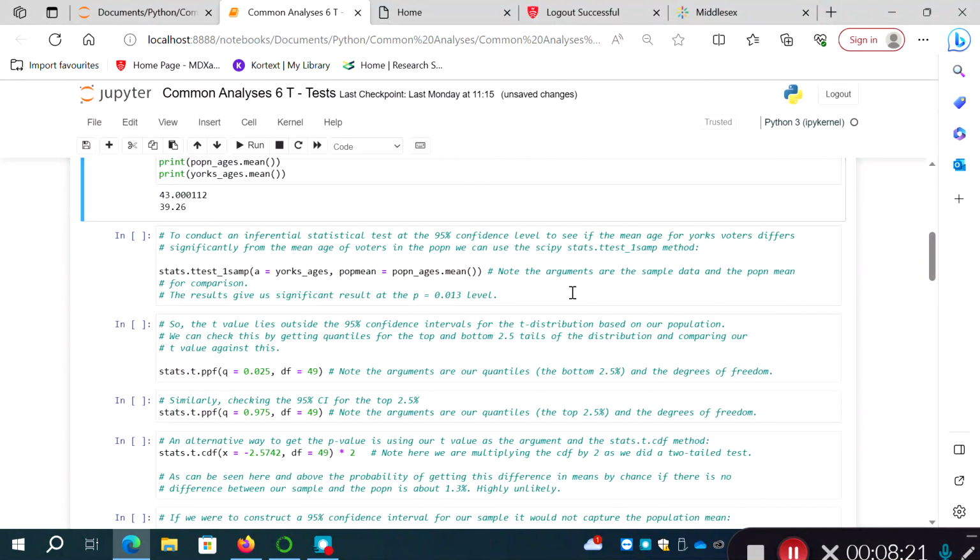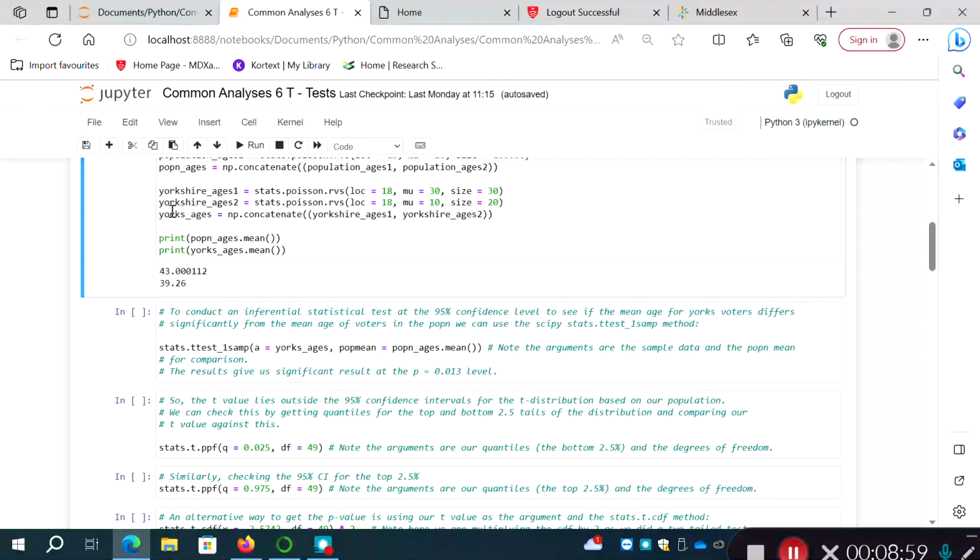To conduct an inferential statistical test at the 95% confidence level, to see if the mean age for Yorkshire voters differs significantly from the mean age of voters in the population, I'm going to use the scipy stats.ttest_1samp method. You can see here I'm calling stats, which is what I imported scipy.stats as, that's the nickname I gave it, then .ttest_1samp. In the parentheses I've got to pass the arguments, and the first argument is the sample data, the data you want to use, which is the sample data for Yorkshire.